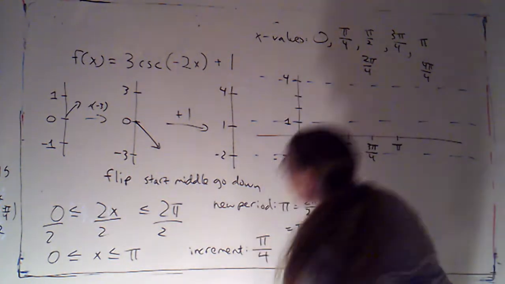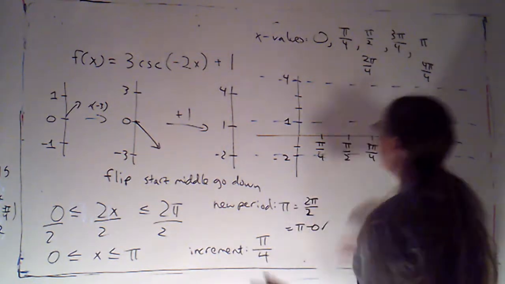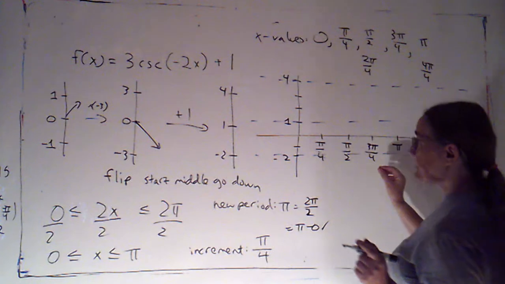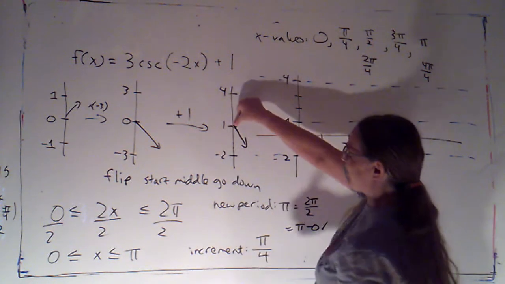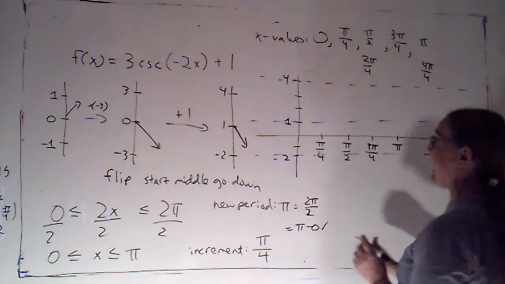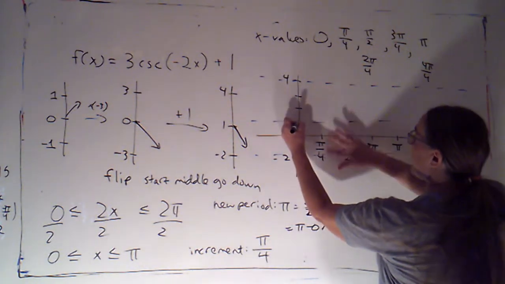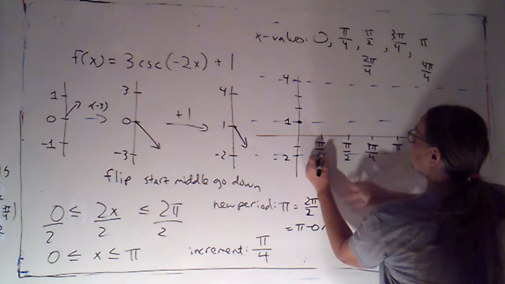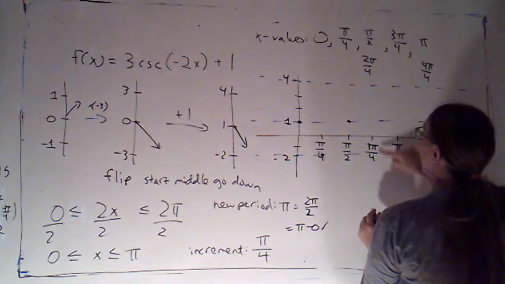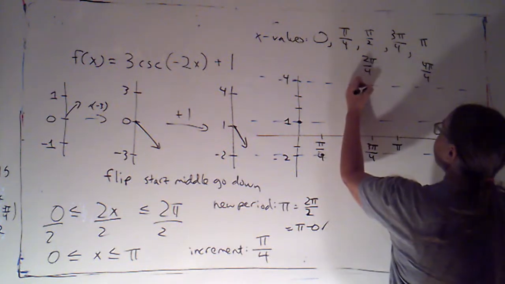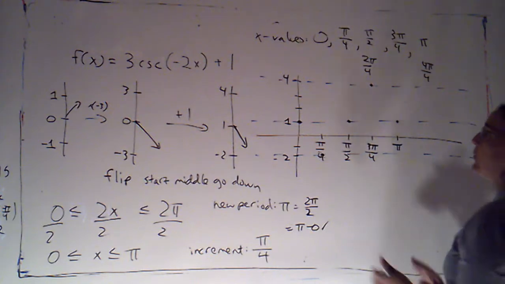Okay. And then, let's see. This is a sine function, but it's flipped. Oh, let's record that. So we're starting in the middle, but going down. So we'll be at a middle value here. At pi over 4, we're down at -2. At pi over 2, we're back at the middle value of 1. 3 pi over 4, we're at 4. And then at pi, we're back at 1.